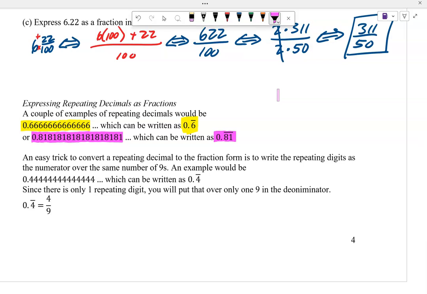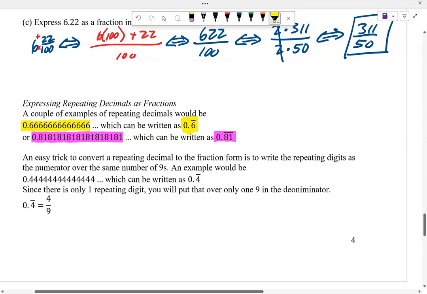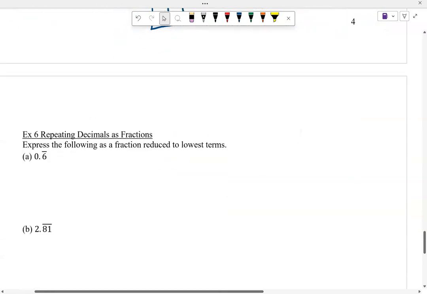Now there's an easy way to convert these to fractions. What you do is you write the repeating digits as the numerator over that many nines. So for example, this 0.444444 right here, there's only one repeating digit. And so you put that 4 over 9, because again, there's only one repeating digit. So if you were to punch in your calculator 4 9ths, you'd see 0.44444444 and so on.